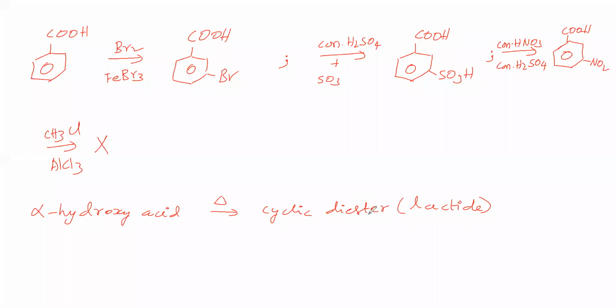Now we will take this alpha hydroxy acid. Suppose we are taking R-CHOH-COOH. It is an alpha hydroxy acid. Alpha hydroxy acid we have taken, and on warming it gives a cyclic diester.